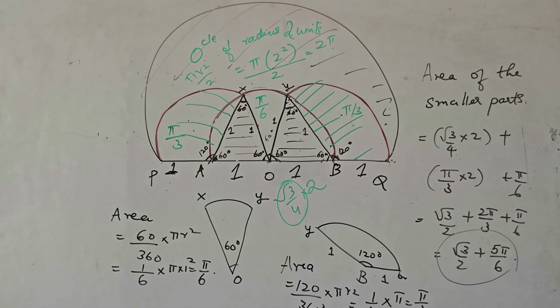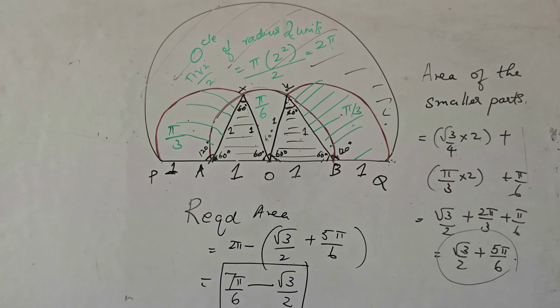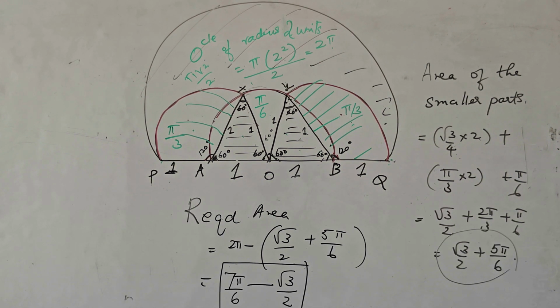Now let us subtract it from the total area of the bigger semicircle. After the calculations, the required area has been found out to be 7 pi by 6 minus root 3 by 2. So we can see that our option E is the right one.